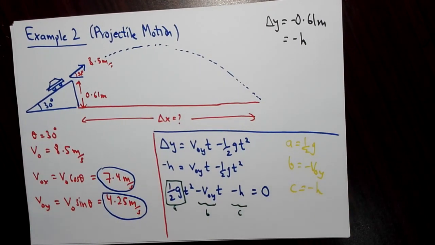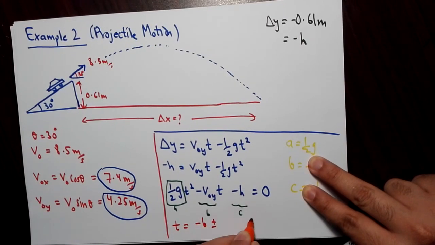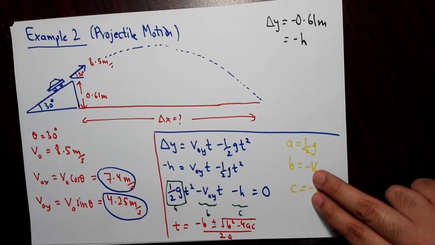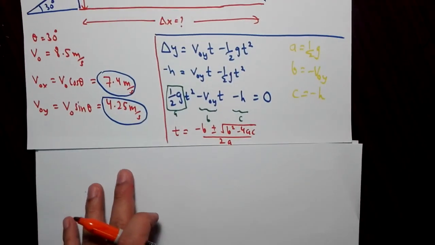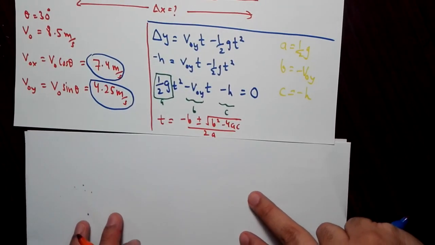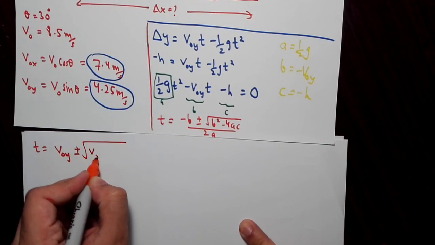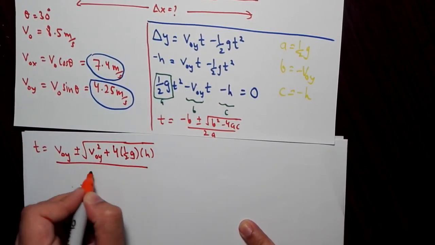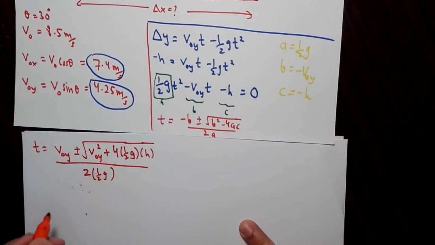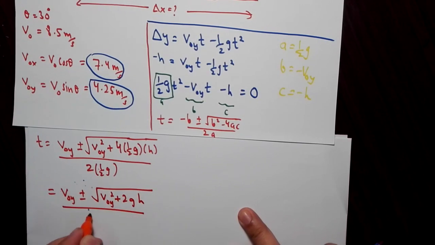So we use the quadratic equation. You get t equals negative b plus or minus square root of b squared minus 4ac, divided by 2a. So that's the standard quadratic formula. Okay. So now let's plug in these values, or at least in terms of the variables for now. So you get t equals v naught y plus or minus square root of v naught y squared plus 4 times half of g times h, divided by 2 times half of g. So you get v naught y plus or minus square root of v naught y squared plus 2gh, divided by just g.